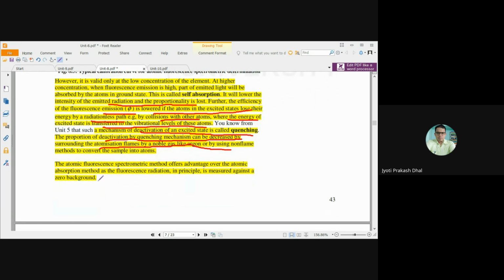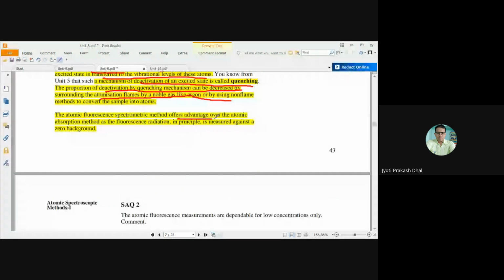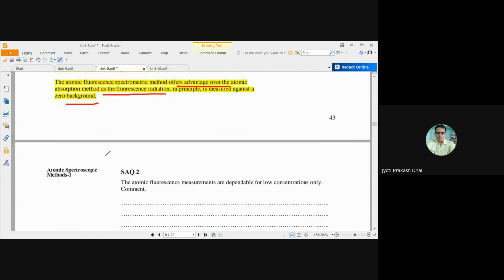The atomic fluorescence spectroscopy method offers advantages over the atomic absorption method, as fluorescence radiation is in principle measured against a zero background. So in the atomic fluorescence spectrometric method, you can observe a zero background, and that's why it has advantages over the atomic absorption method.